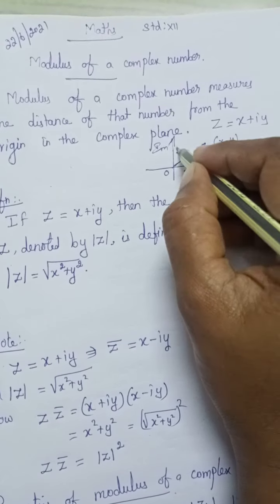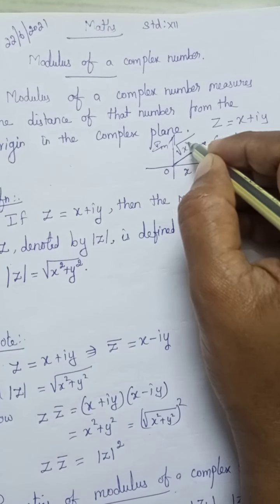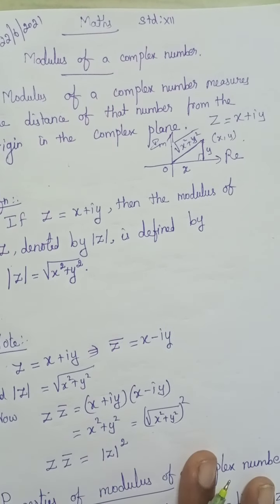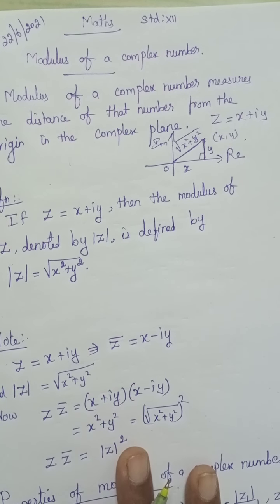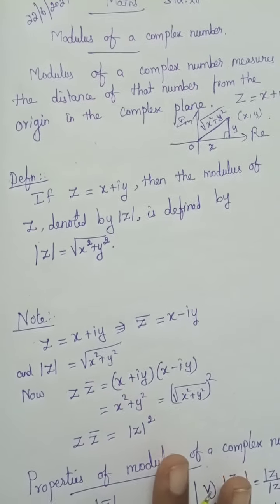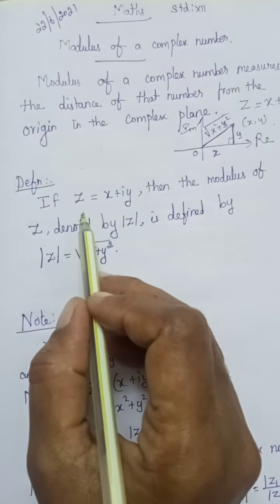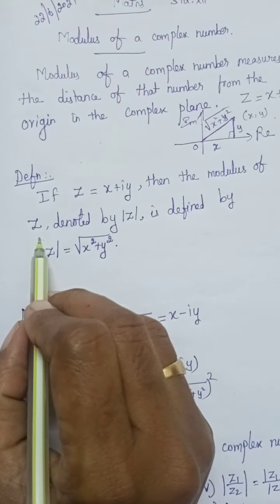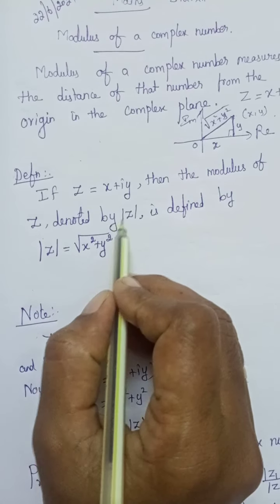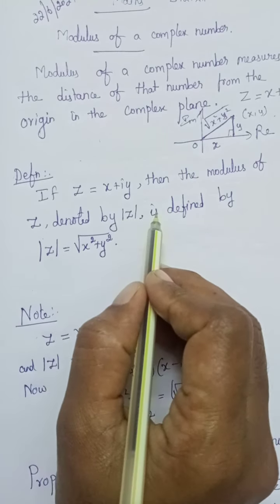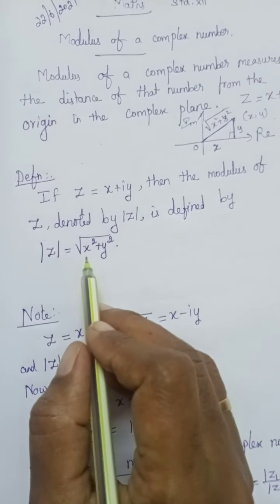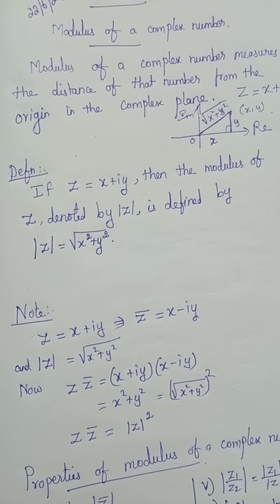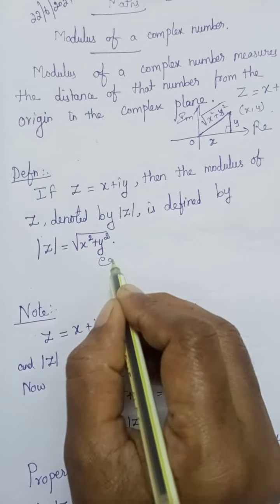So by Pythagoras theorem, that is the root of the sum of the squares of the other two sides. So we make it x square plus y square. The definition is: if z is equal to x plus iy, then the modulus of z, which we denote as modulus z, is defined by modulus z is equal to root of x square plus y square.